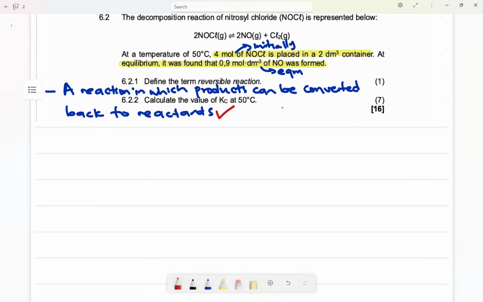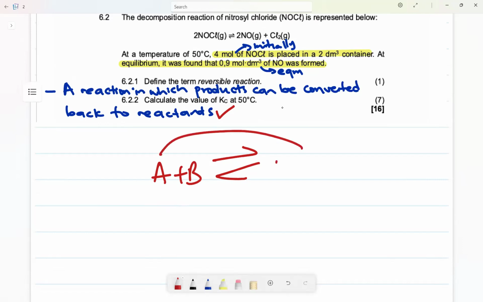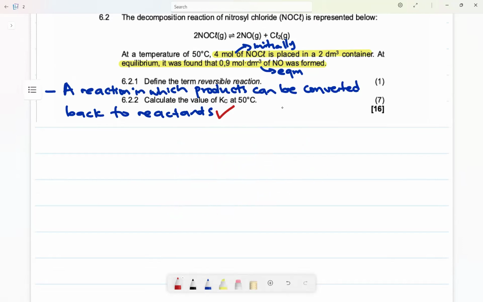What we mean is that if the reaction is reversible, remember initially we are using reactants to form what? Products. But in a reversible reaction, we can take this product and form what? Reactants. So hence we accept the definition that says a reaction in which products can be converted back to reactants, not vice versa. Okay?